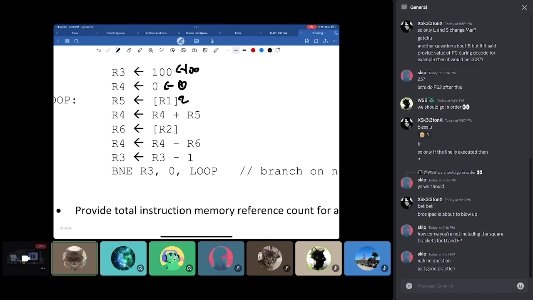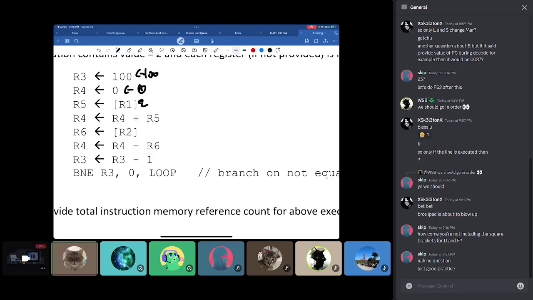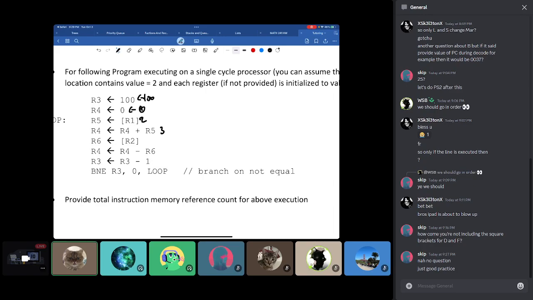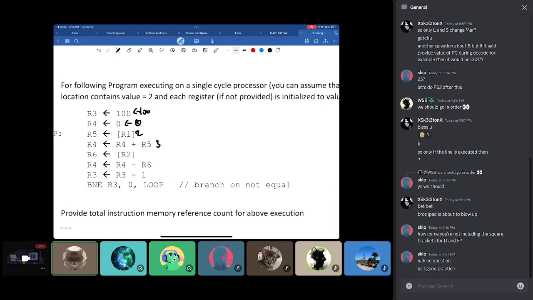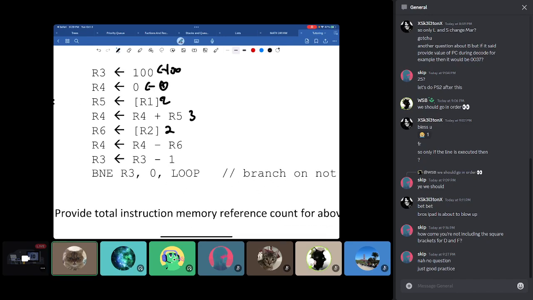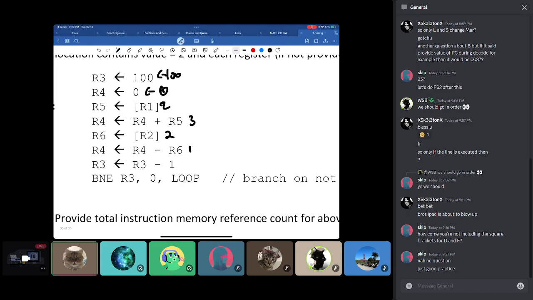Then R4 is R4 plus R5. We don't know what R4 is, so that's just going to be 1. So 1 plus 2, R4 is 3. Then R6 is R2, which we don't know, so that's memory location 2, so R6 is 2. Then R4 is R4 minus R6, that is 1. Then R3 is R3 minus 1, so that is 99. And then branch on equal R3 to 0, that's false.